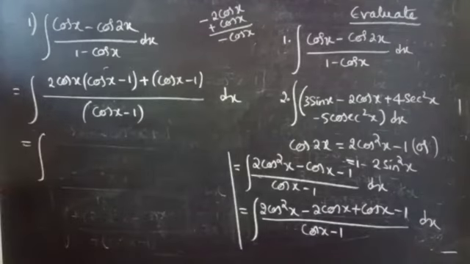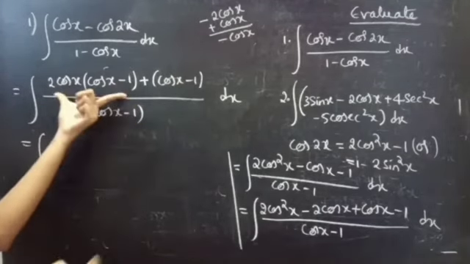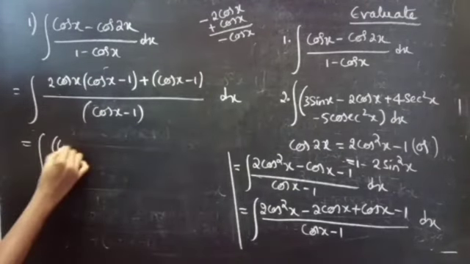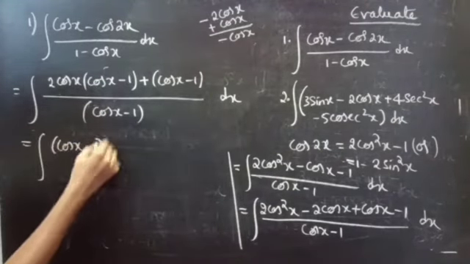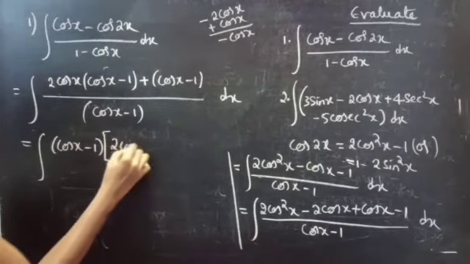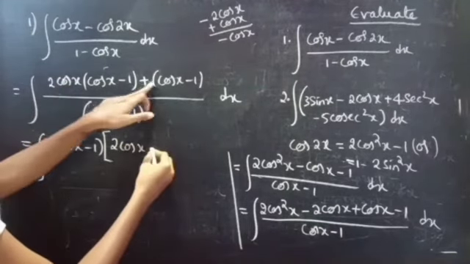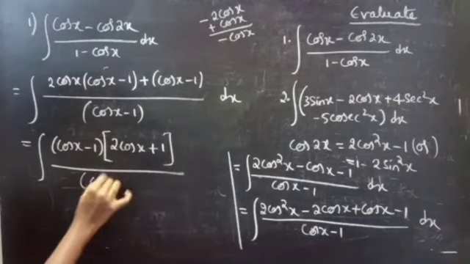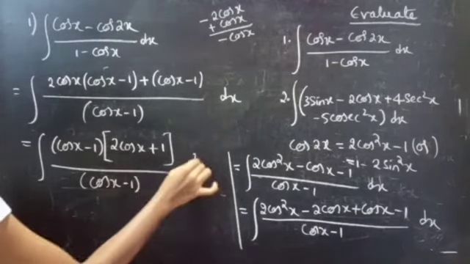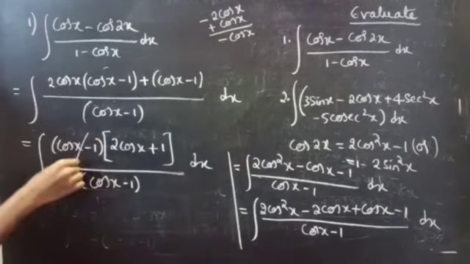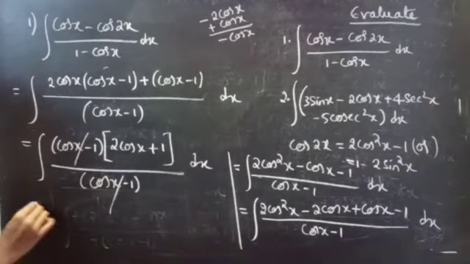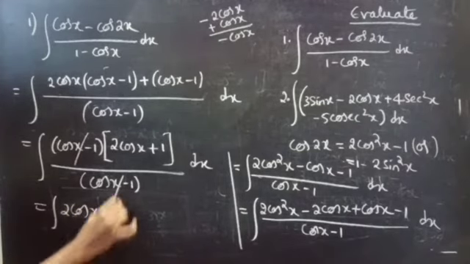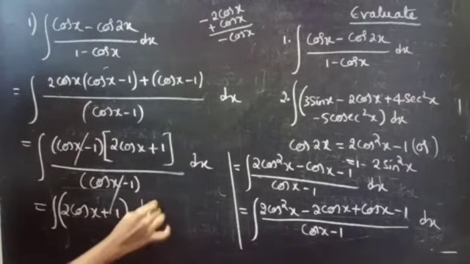So now take cos x minus 1 common from these two terms. So you'll get (cos x minus 1) into (2 cos x plus 1) by (cos x minus 1) into dx. So now you can cancel cos x minus 1 with cos x minus 1. And finally you'll get integral of (2 cos x plus 1) into dx.